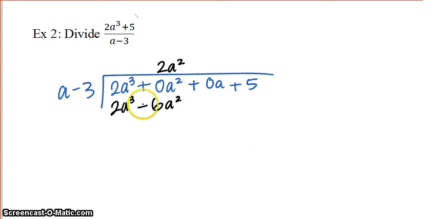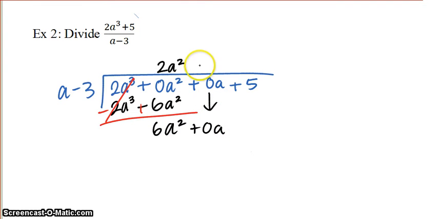If you notice, the reason we have those placeholders is because we need to add like terms, and we can add a squared and a squared. That's why we have that placeholder. So we need to subtract, so change those signs, so that cancels out. So 0a squared plus 6a squared is 6a squared. Now bring down that 0a, and we ask, what times a will give me 6a squared? That's a 6a. So 6a times a is 6a squared.